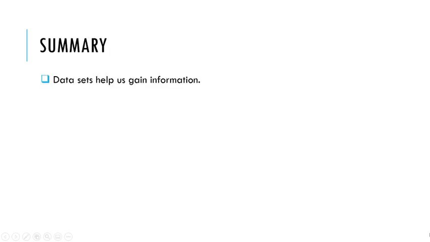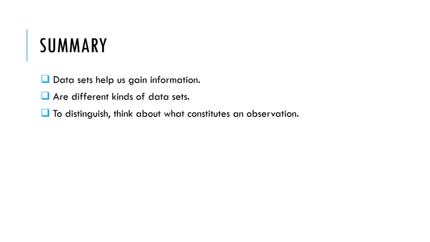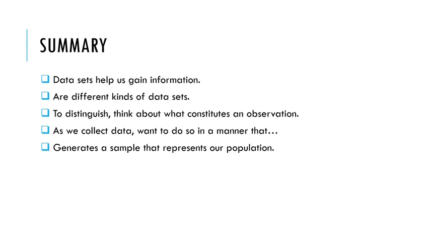So let's wrap this up. We've talked about how data helps us gain information. We understand now that there are different kinds of data sets, and to distinguish this, you are encouraged to think about what constitutes an observation in a scenario I give you, or if I give you data to work with. So what constitutes an observation? As we collect data, we want to do so in a manner that generates a sample that represents our population, right? You're sick of hearing that, but that is so important to understand. And that avoids the pitfalls of selection bias, which you're really starting to get a good sense for.